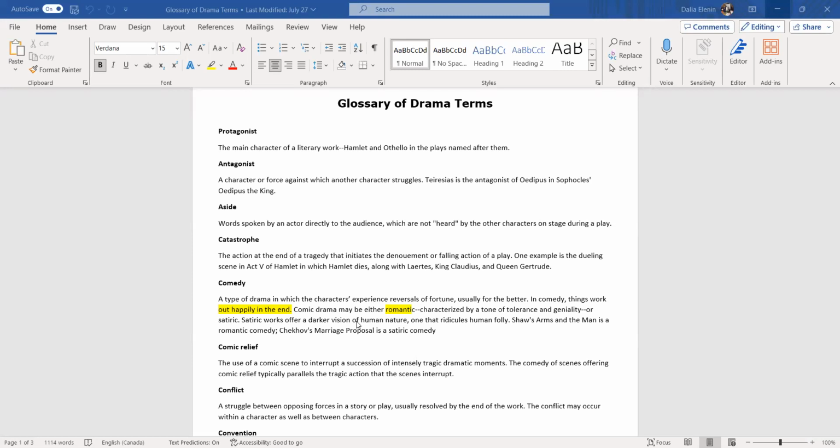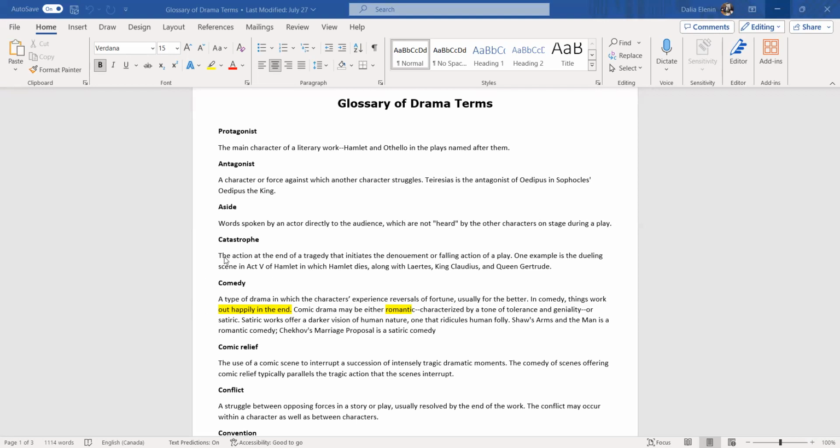But it is meant for the actor to tell you as audience something that he or she is thinking about. It is not heard by the other characters on stage during a play. So imagine there is a scene when the main character, or any of the characters, is talking to you as audience, and the rest of the actors in the theater pretend that they don't hear that.